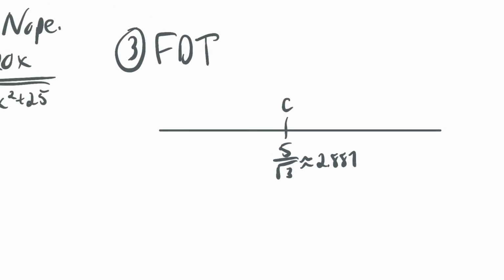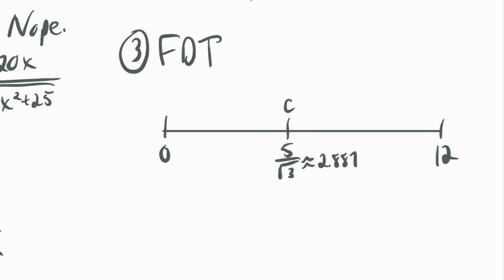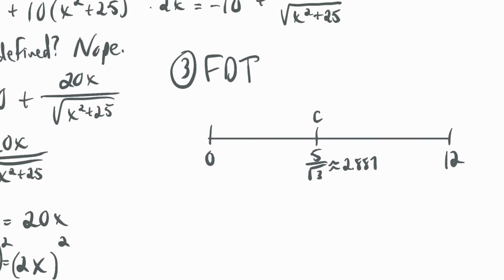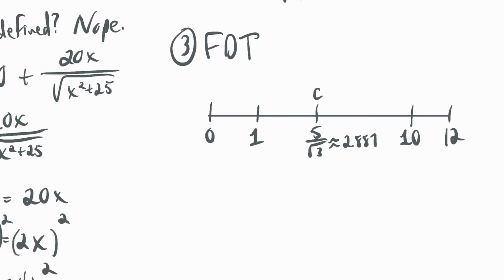Okay. Now my interval only goes from 0 to 12, and I can't really pick numbers outside of that because it wouldn't make sense in the context of the problem. So I'll pick 1 over here, and I'll pick a 10 over here. And I check these in the derivative. So I'm looking at not C bar, sorry, C prime of 1. What is that equal to?